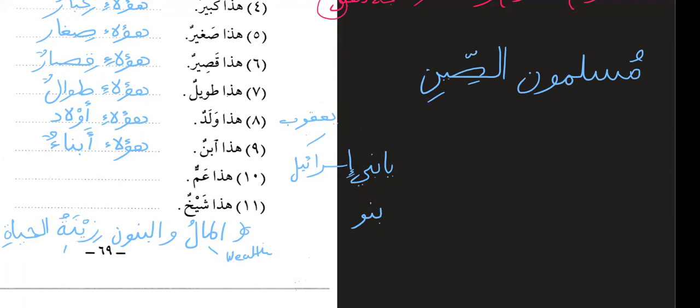When Jam' Mudhakkar Salim is mudaf, then we take away the noon. All we say is Muslimus-sin. We spell it like this, Muslimu, but we take away the noon because it's mudaf. Muslimus-sini. Yeah, you get that? Yes. Yeah. So, Muslimu Britania, Muslimu Pakistan. This is just for Jam' Mudhakkar Salim.